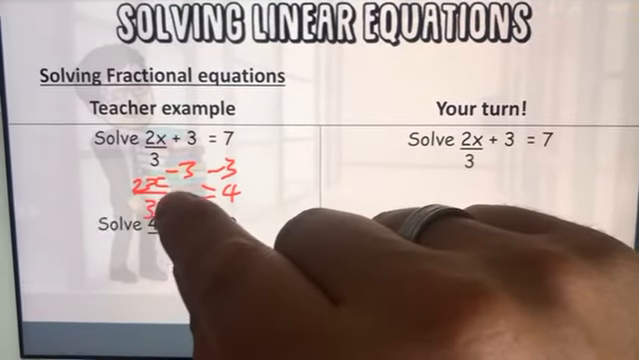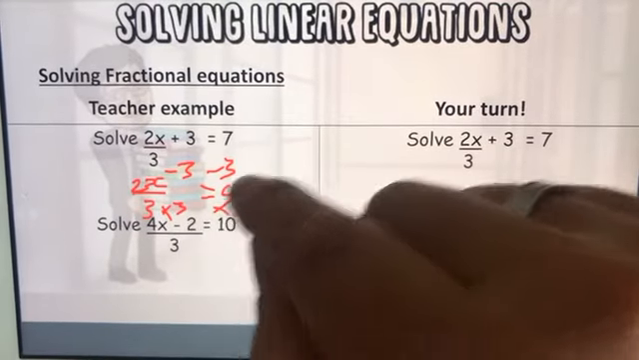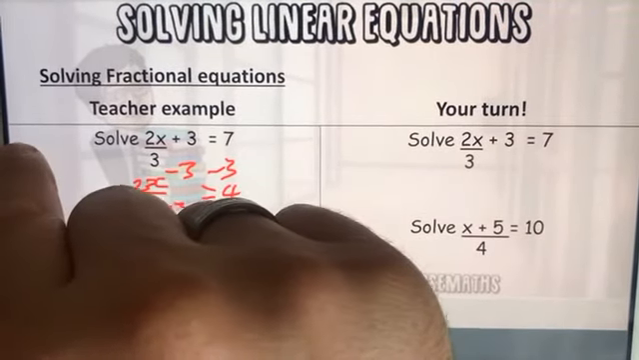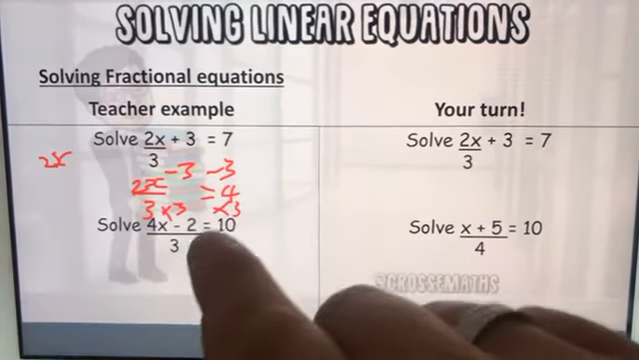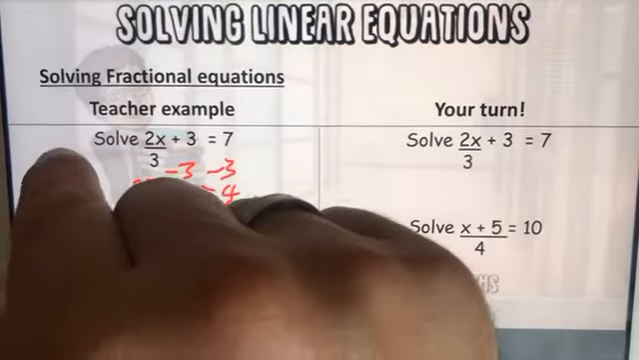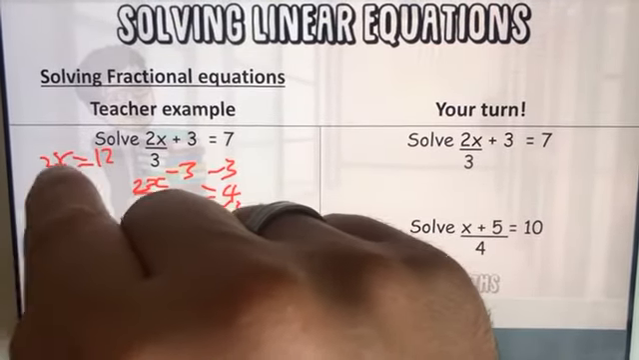I'm going to times by 3, sorry, because I've got 3 on the bottom of there. So I'm going to times by 3. I end up with, I'm going to move over here, I end up with 2x equals 12. And then I'm going to divide by 2.